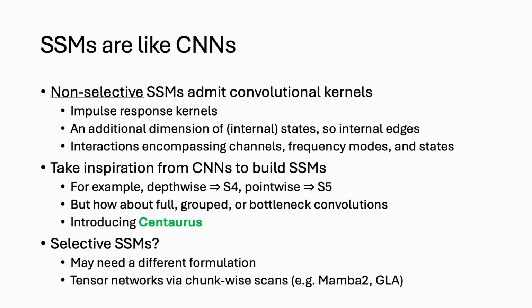Actually, if you're familiar with the original S4 paper, the authors already realized back then that there is an underlying depthwise convolutional structure. Here, we just generalize this understanding to fold convolution, group convolution, and bottleneck convolution. This bridges the gap between CNNs and SSMs, and we call this formalism Centaurus. You can check out my paper to see the story behind this naming.